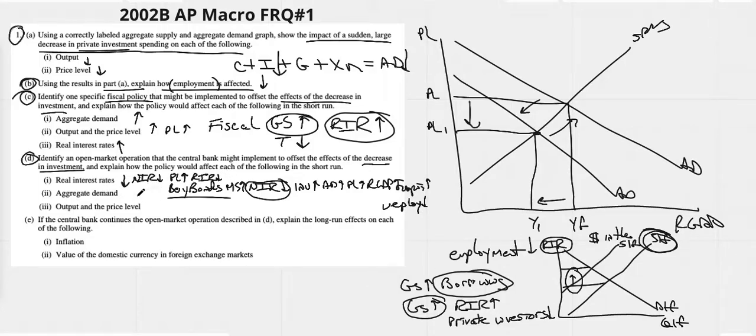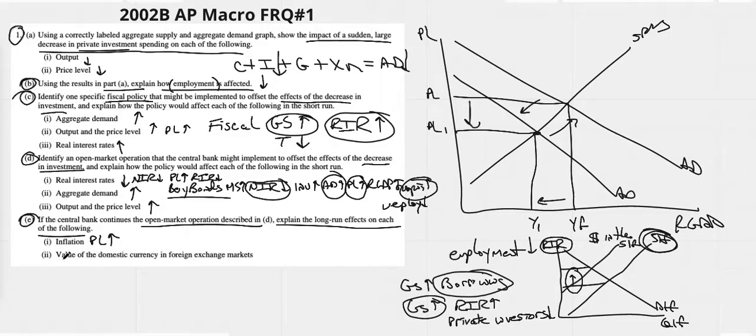Aggregate demand would obviously increase. Output and price level would both increase also. As we can see, price level, output increased also. Aggregate demand obviously increased also. Easy enough. If the central bank continues the open market operation, explain the long-run effect of each of the following. Well, obviously, if the price level's going up, we're going to have more and more inflation.